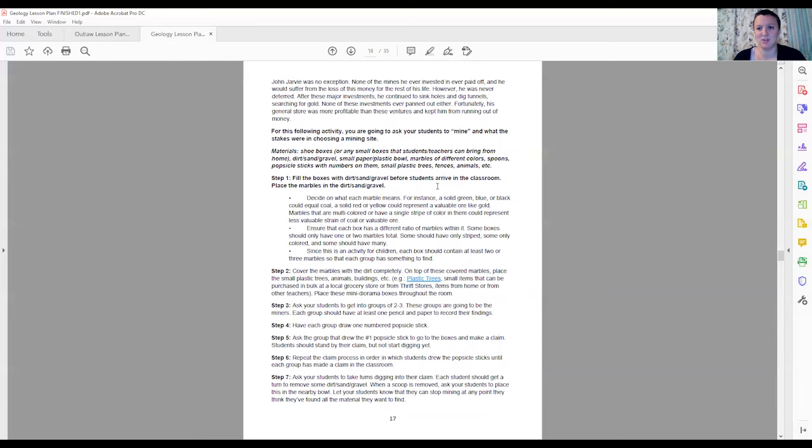You can also do this in little plastic containers. What you want to do is fill the boxes, these little containers, and this can also work like those little sandwich box containers. You want to fill it with dirt, sand, and gravel before your students arrive in the classroom, and place marbles in that dirt, sand, and gravel. These marbles will stand in for precious minerals. Make sure that they're completely covered.